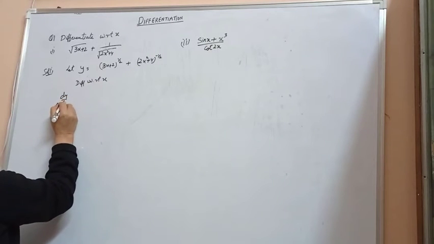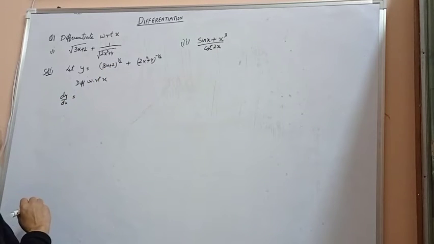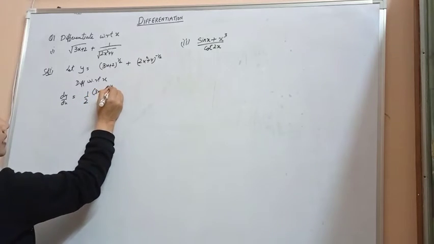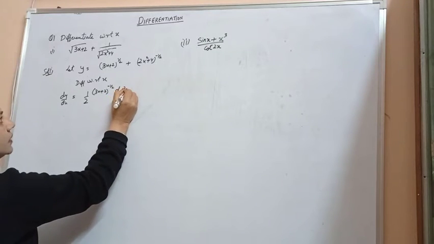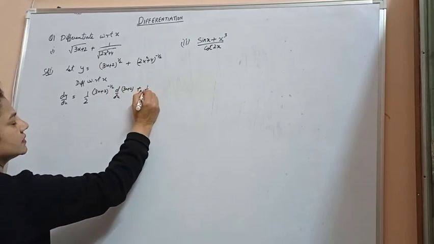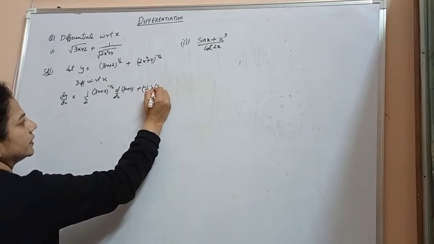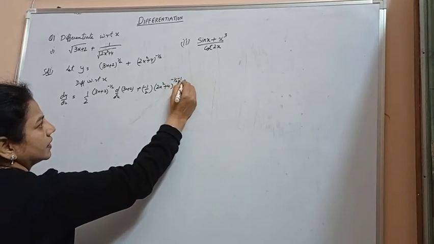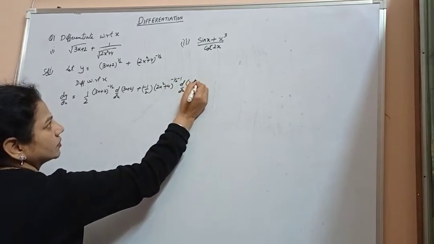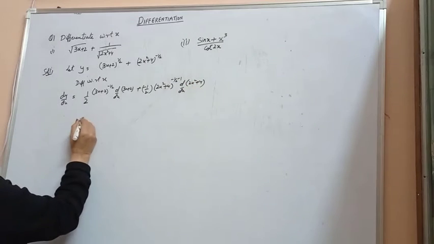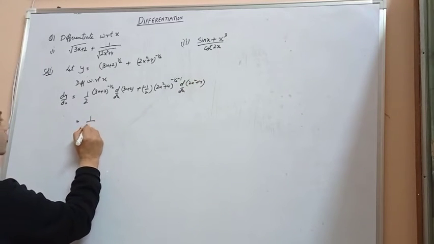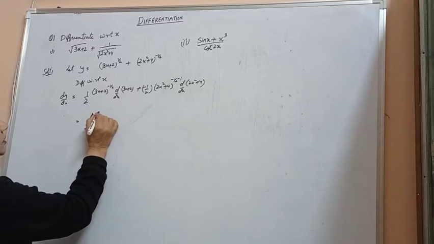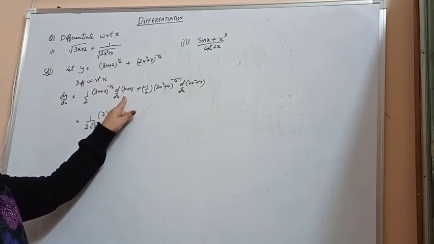I have dy by dx is equal to, applying the power formula, 1 by 2 (3x plus 2) to the power minus half into the derivative of 3x plus 2. Similarly, I will consider this as minus half into (2x square plus 4) to the power minus half minus 1 into the derivative of 2x square plus 4. I have 1 upon 2 under root of 3x plus 2, and the derivative of 3x plus 2 is only 3, because the derivative of 3x is 3 and of 2 is 0.